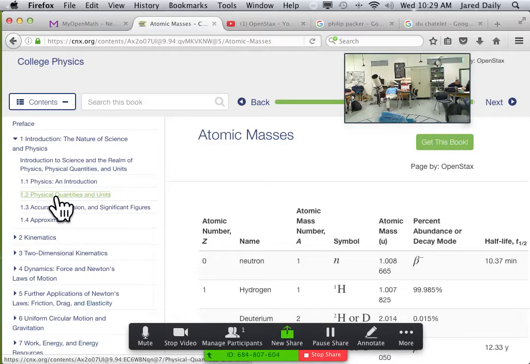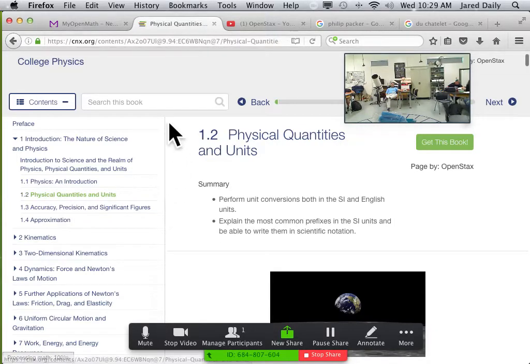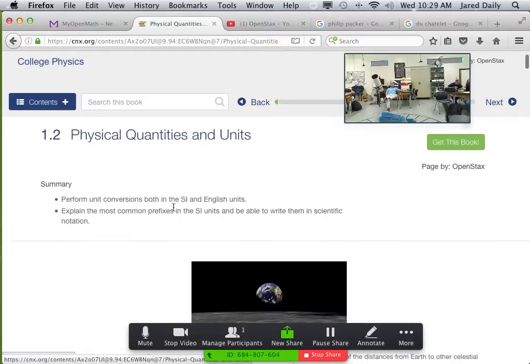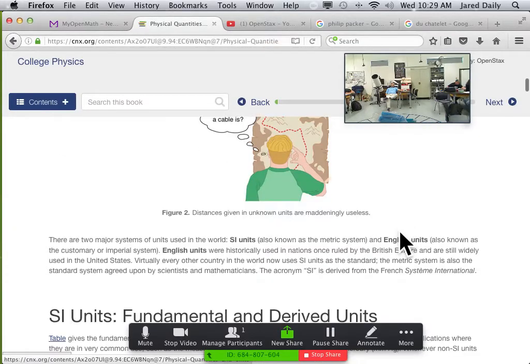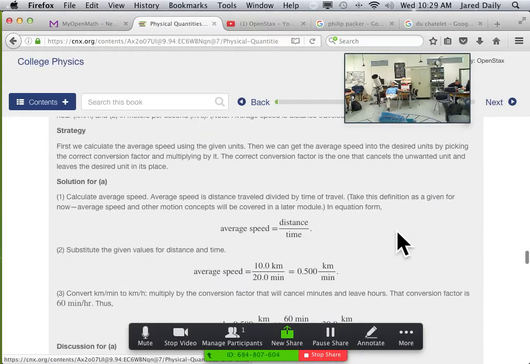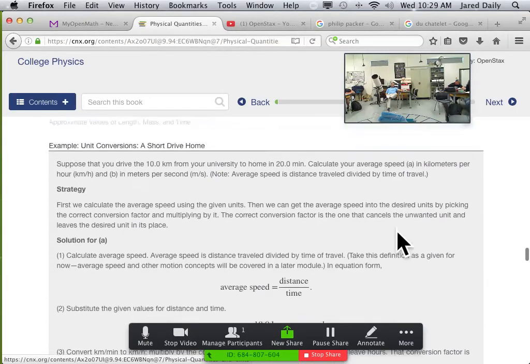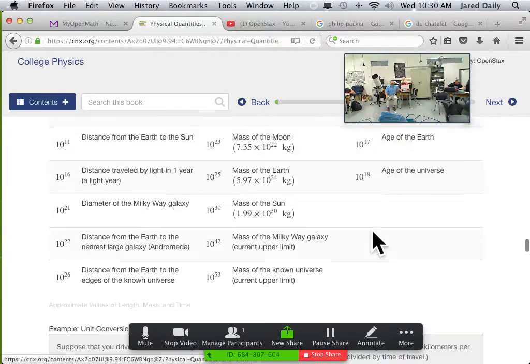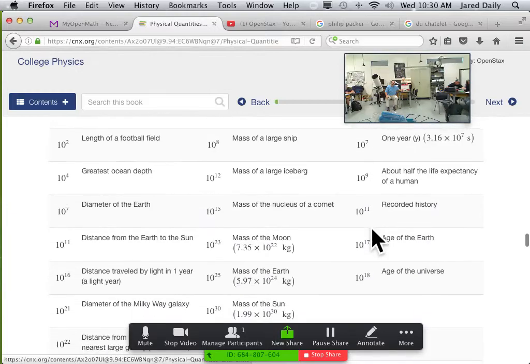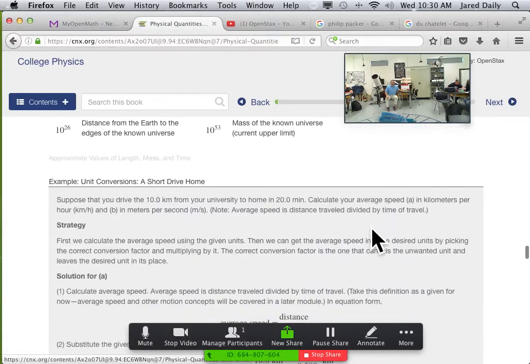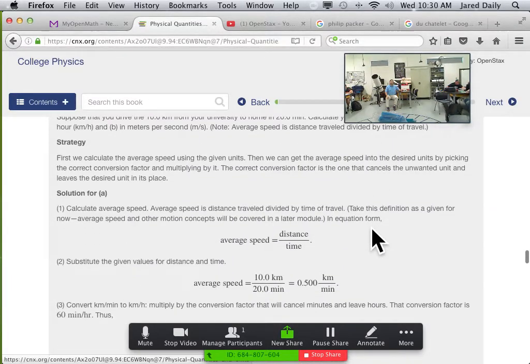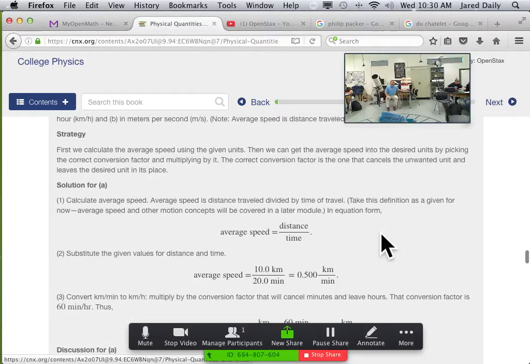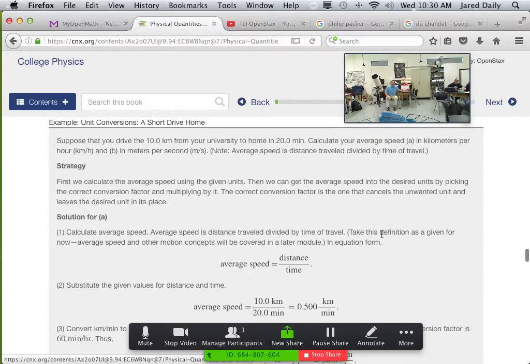you're in 3.1.2 looks like. Physical quantity in units. Okay, so let's do an example, our very first example. We're going to make a conversion. Suppose that you drive the 10 kilometers from your university to home in 20 minutes.